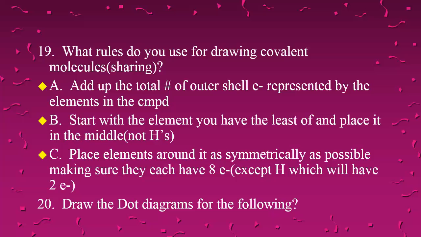Place elements around it as symmetrically as possible, making sure that everyone has at least partial control of 8 electrons, except for hydrogen, because the noble gas that hydrogen wants to be like is helium, and helium only has 2 electrons. 2 electrons. All right, here we go. I'll do the first one for you, talking myself through it, and then we'll have different volunteers do them from now on.